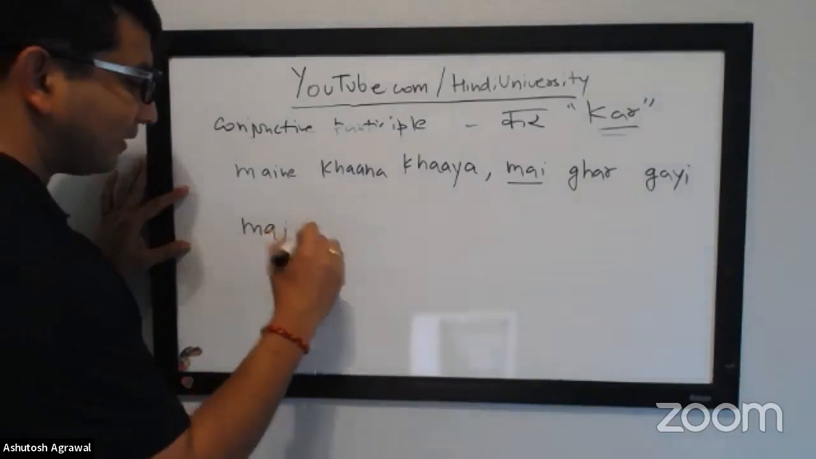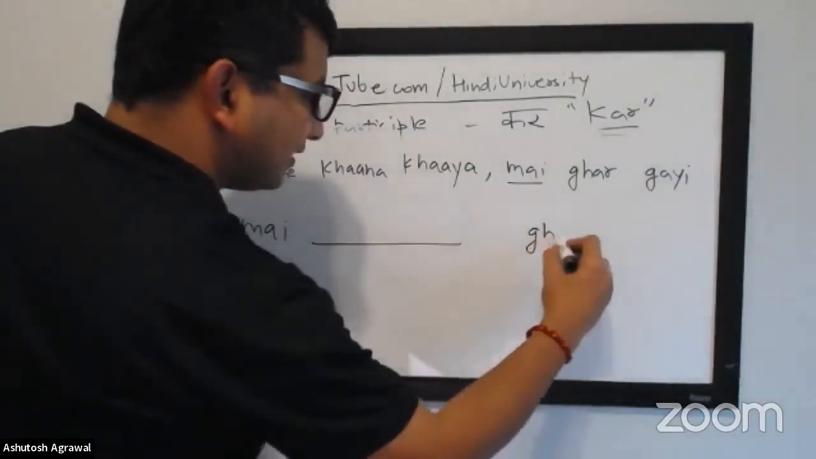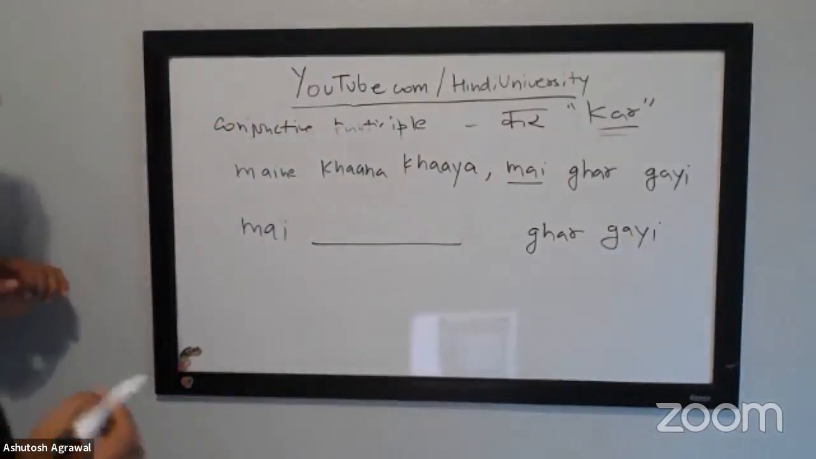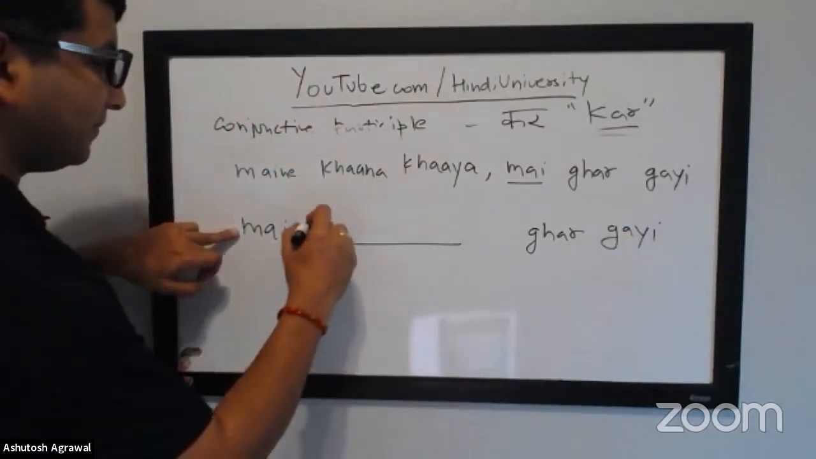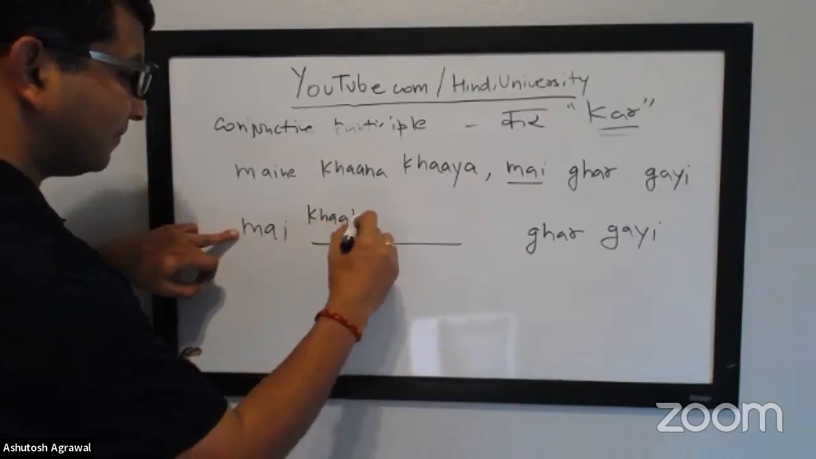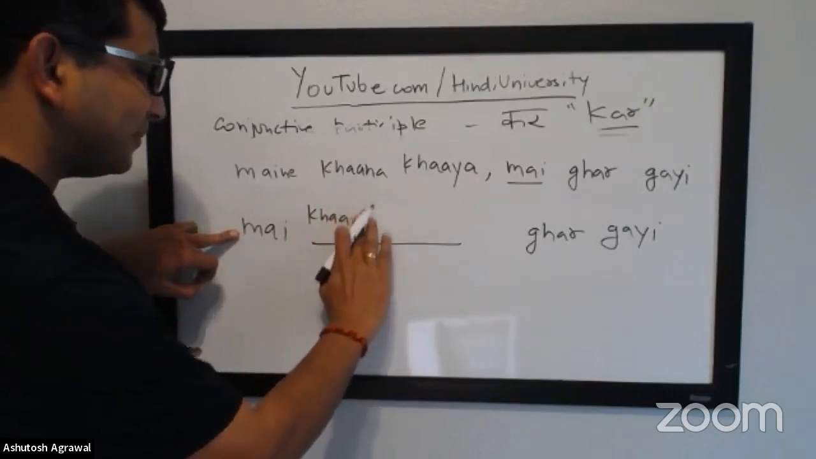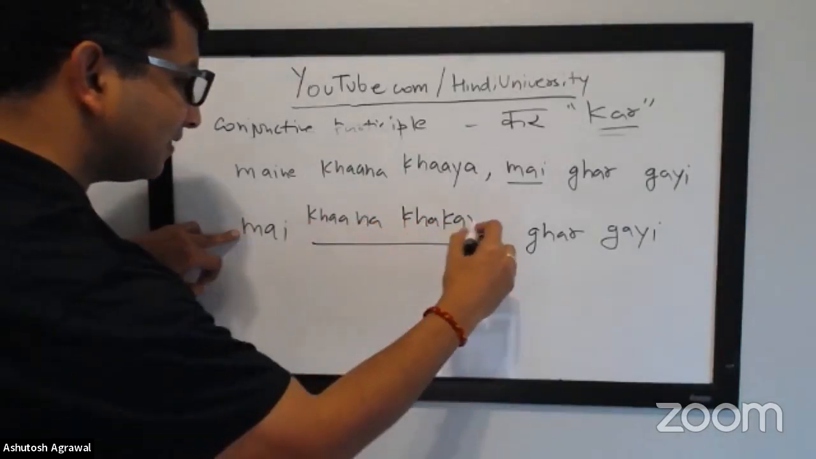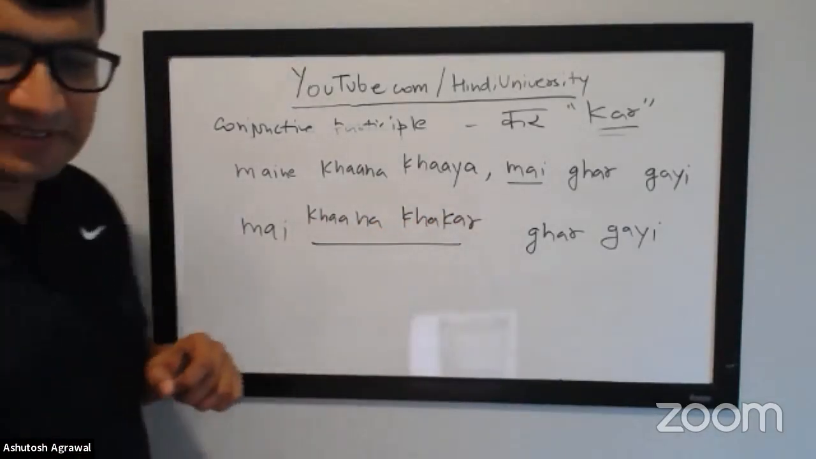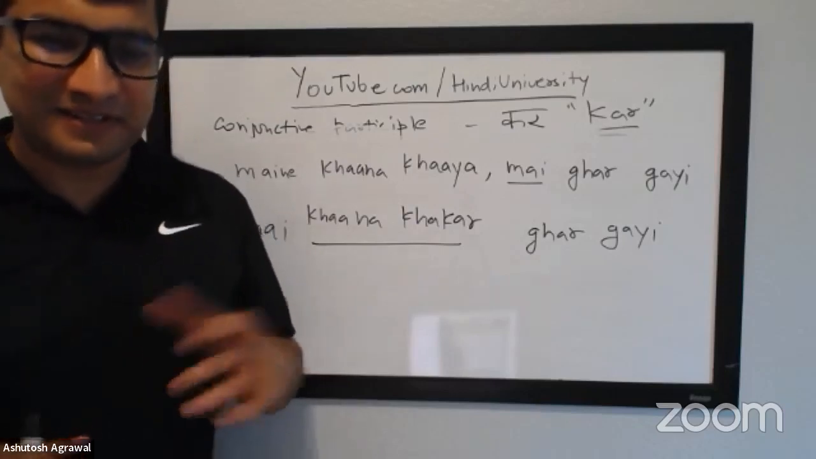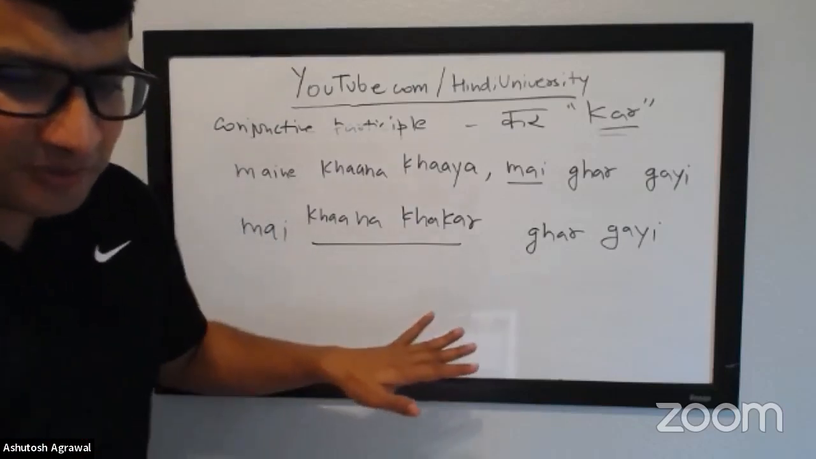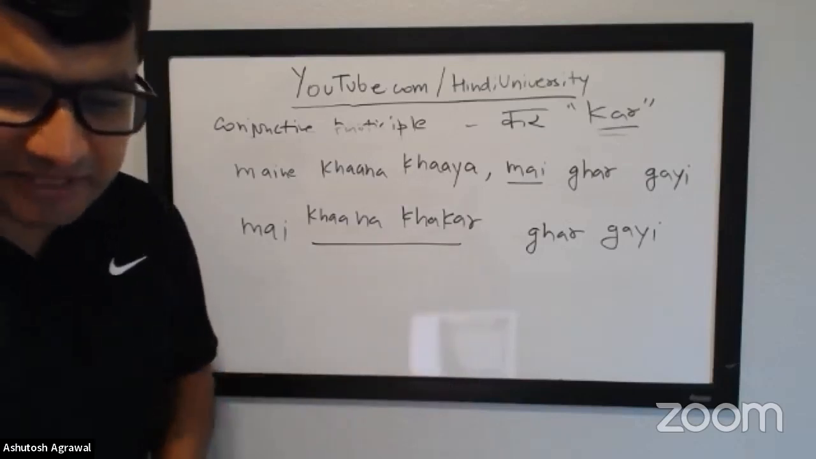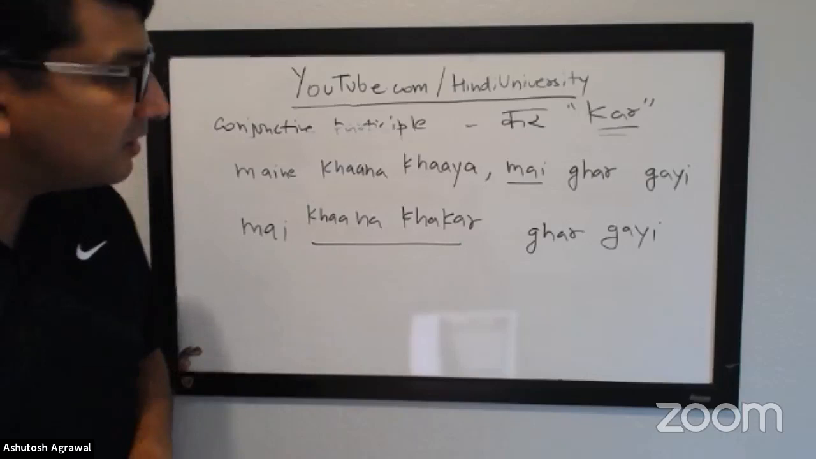So you write down like this: मैं घर गई, and you fill in the blank. What will you do, as you said before? मैं खाना खाकर घर गई. Yes, that's correct. Awesome. मैं खाना खाकर घर गई. Right? There you go. Any questions on this one? You made it yourself, so you should feel good about it, right? Okay. Anyone else has questions?